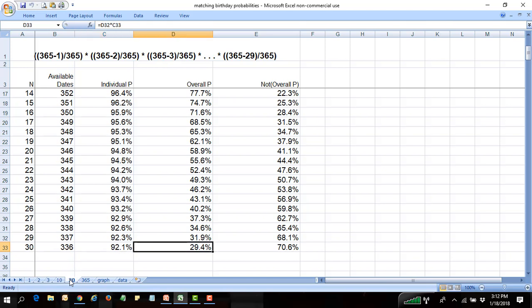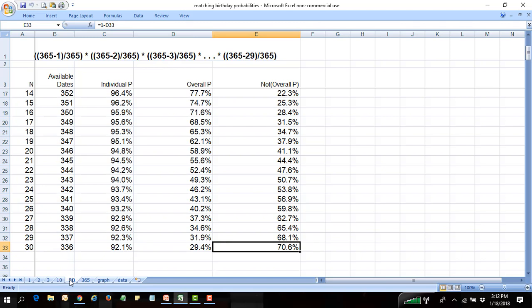But by this point, with the cumulative probability, we're down to a 29.4% chance of these 30 people not sharing the same birthday. So we're actually getting to the point where there's a bigger chance that they will than that they won't. There's actually a 70.6% chance that they will share a birthday.